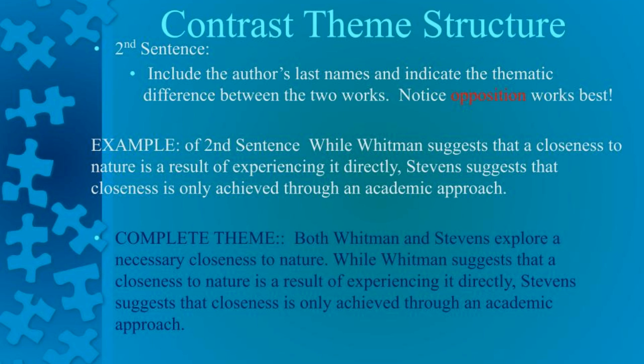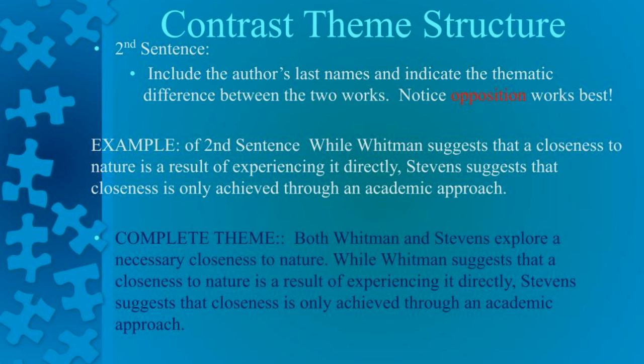It's not until you get into the second sentence of your thematic idea that you really begin to discuss the contrast of your essay. You again include the authors' last names and then offer 2 thematic ideas. And these 2 thematic ideas should not just be differences, but opposition. So you want to make sure that you're operating within the same vein and you're trying to come up with an opposing idea and not just a different idea.